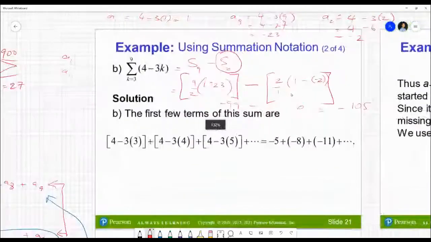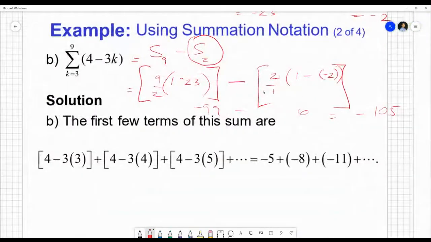Oh, I'm sorry. Right here. Darn it. Right here. It's supposed to be n divided by 2, a1 plus an. Yep, right here. Okay, so I missed the formula.